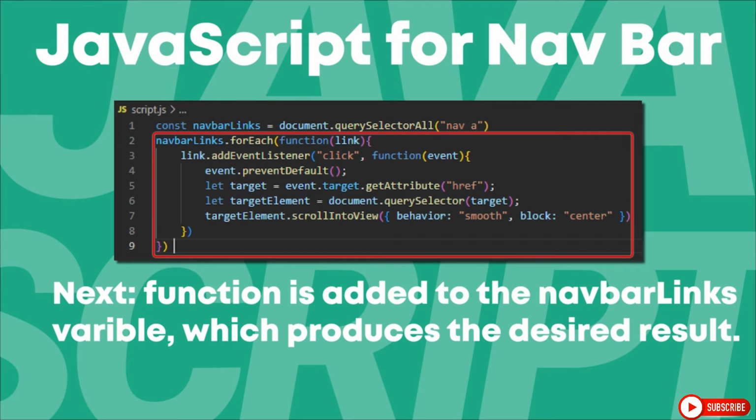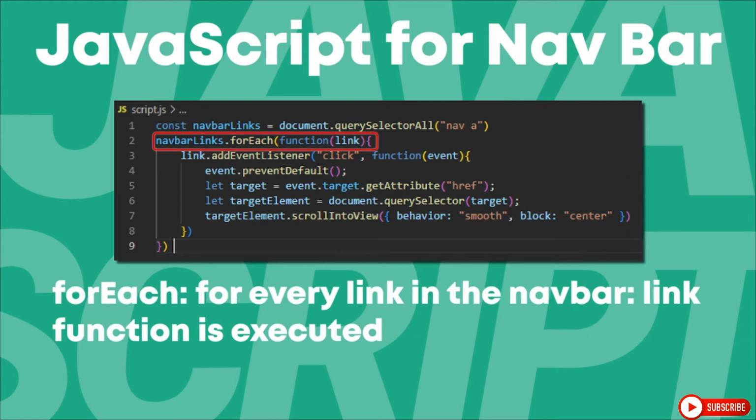Alright, so now we see this constant variable navbarLinks that was just created, and this whole function is added to it. And this function will produce the desired behavior we want when clicking each element of the navigation bar. Now how this function works is that we first see the forEach part, and this means that this function is going to apply to each of the elements of the navbarLinks constant that we just made, so basically all the tabs that we have in the navigation bar.